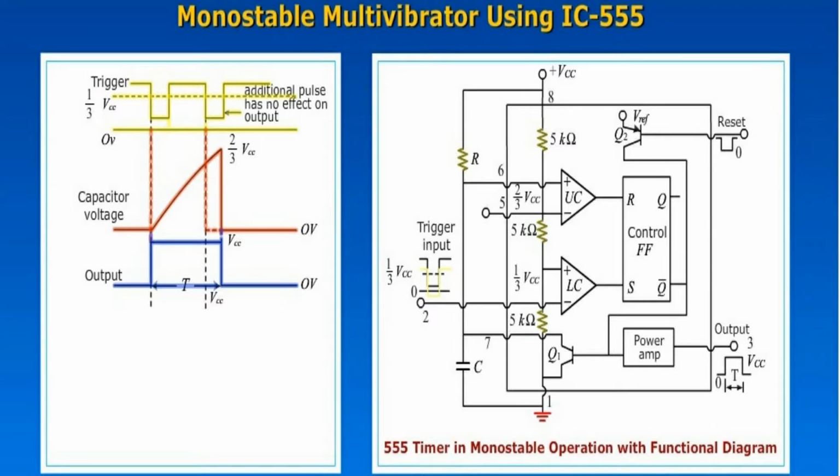Monostable multivibrator has one stable state and one quasi-stable state. When an external pulse is applied, the monostable multivibrator goes to the quasi-stable state from the stable state. After some time duration, it automatically returns to the stable state. The circuit remains in the stable state until the next trigger pulse is applied. The time duration of the output of the monostable multivibrator depends upon the value of resistor and capacitor used in the monostable multivibrator circuit.